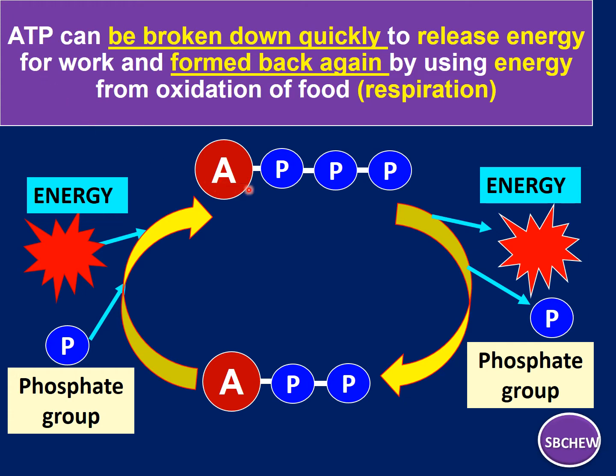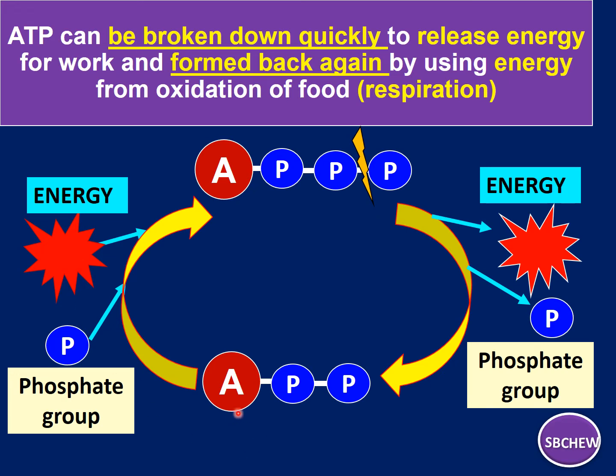So we have ATP here, adenosine plus 3 phosphate groups. This last bond is the one that's energy rich. So if it is broken down, it will release the energy for cellular activities, including active transport. And 1 free phosphate group is also produced. Then the cell will form back the ATP using energy from cellular respiration.